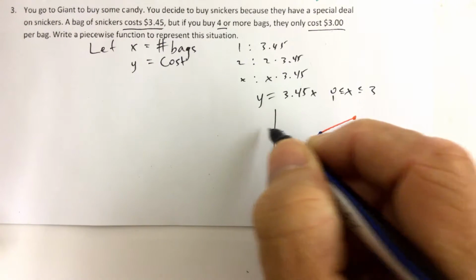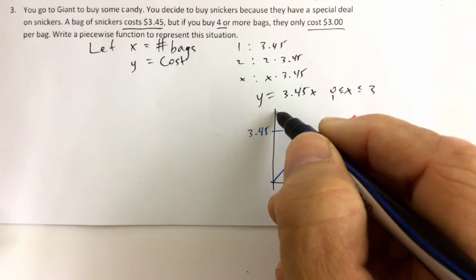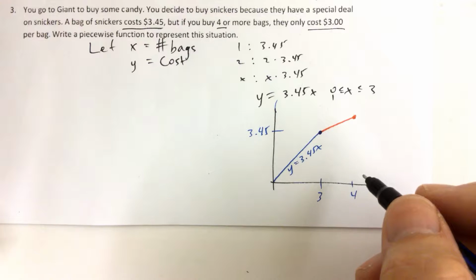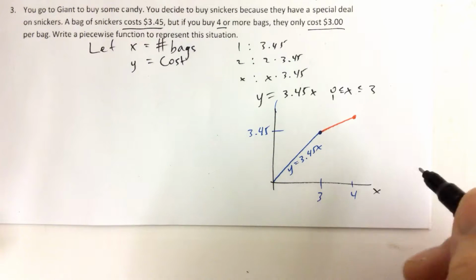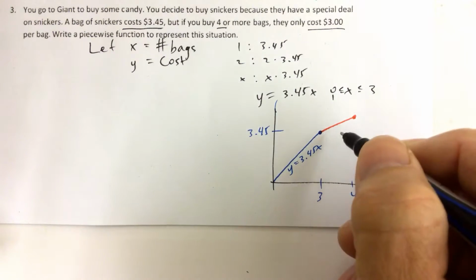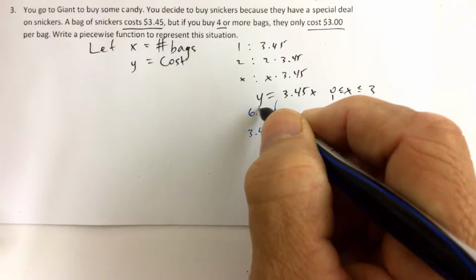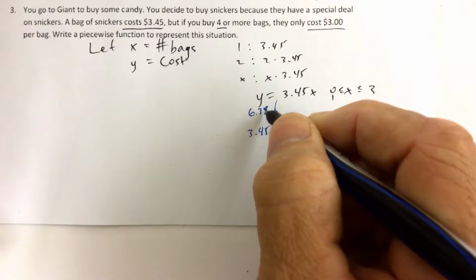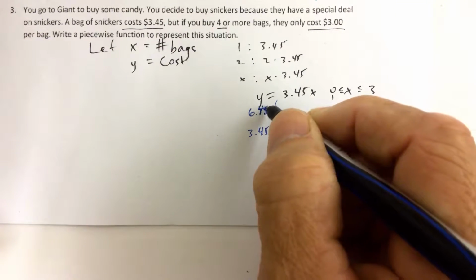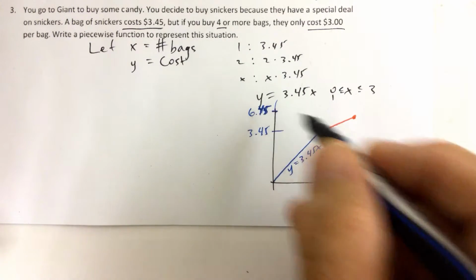and graph the first piece, and so you have a cost of $3.45. The y again is the cost, so the y-axis shows us the cost. And then you find the cost of 1 more bag. If you buy 1 more bag, that's $3 more. So $3 more than $3.45 is $6.45.